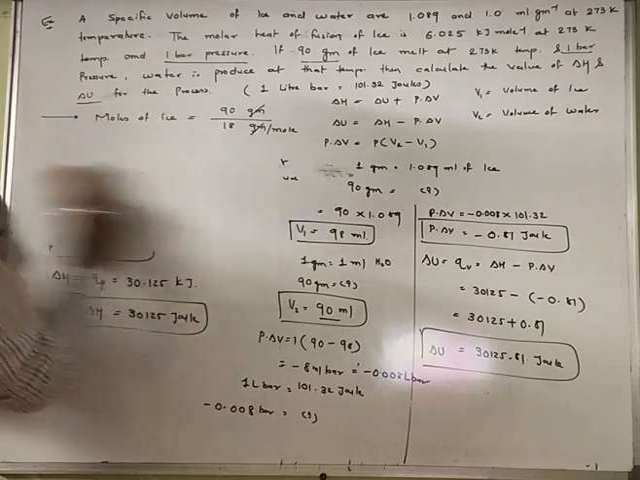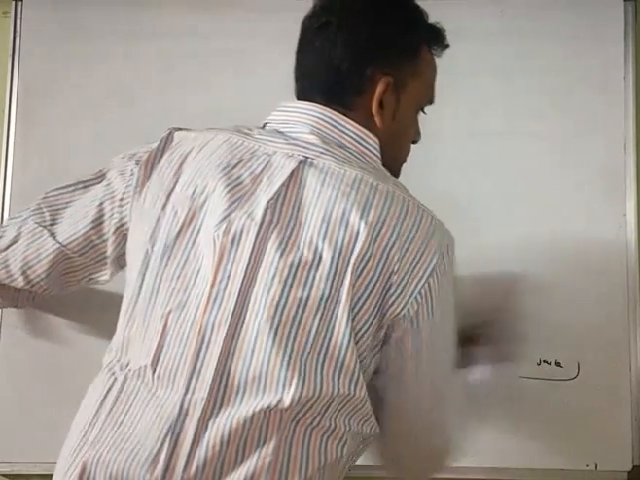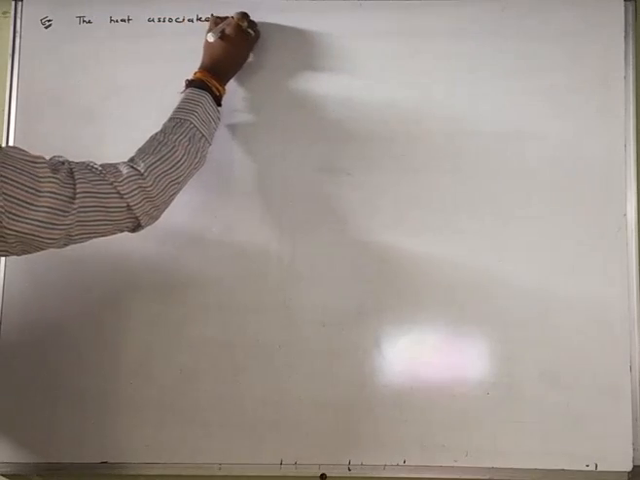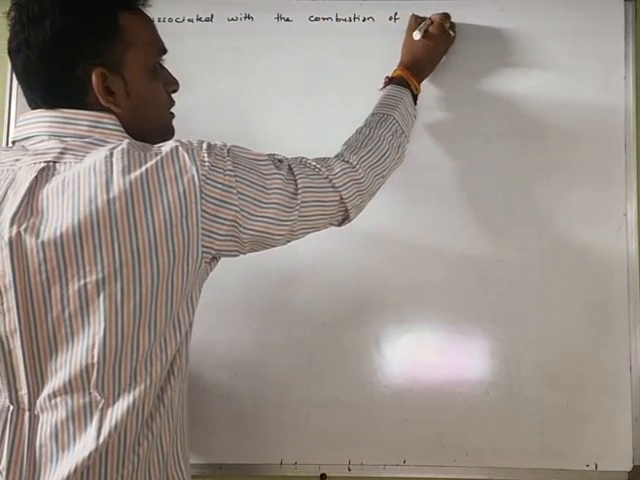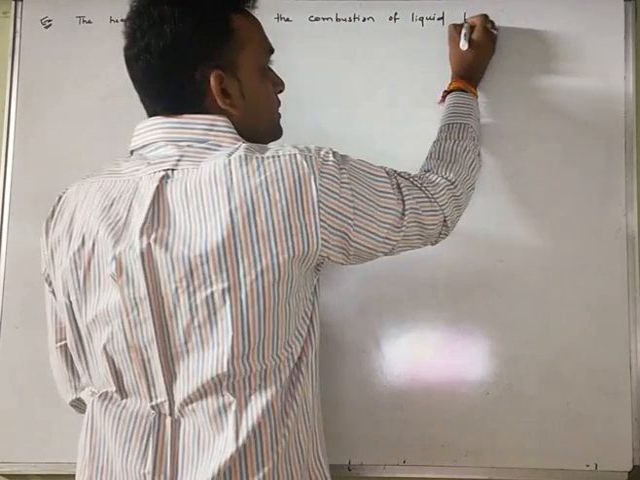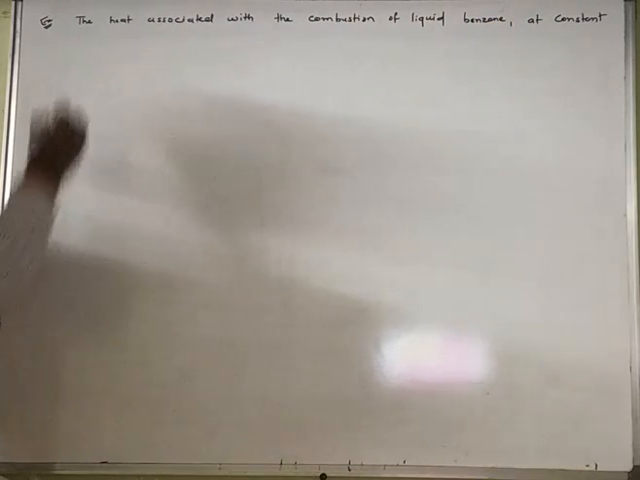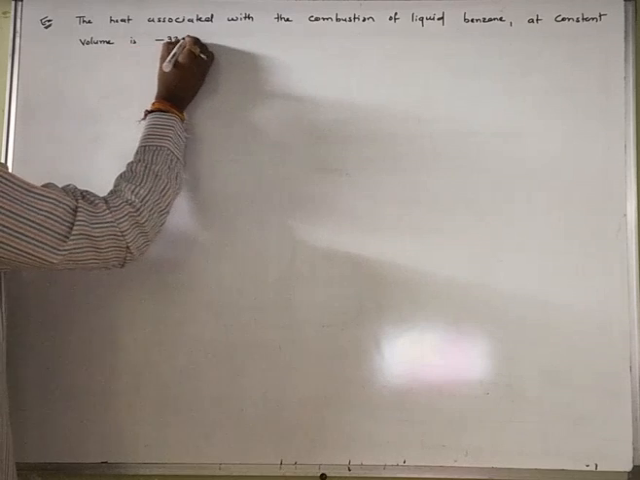Okay, let's see the next example. Okay, next example. The heat associated with combustion of liquid benzene at constant volume is minus 3268 kilojoule per mole, 3268 kilojoule mole inverse, right?